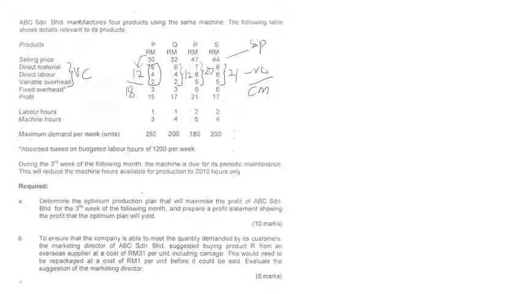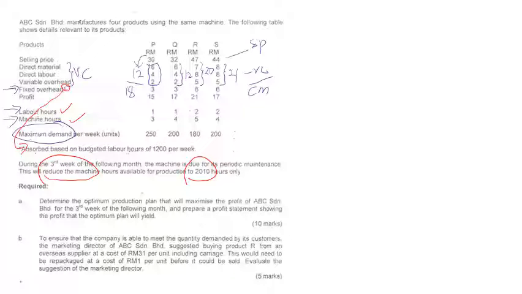Then they also give us information regarding fixed costs, labor hours, machine hours, and also maximum demand. And for fixed overhead, they put a star here. Fixed overhead is absorbed based on budgeted labor hours of 1,200 per week. Last paragraph: during the week of the following month, the machine is due for its periodic maintenance. This will reduce machine hours available for production to 20,010 hours only. That means you have a capacity constraint, either labor hours or machine hours.